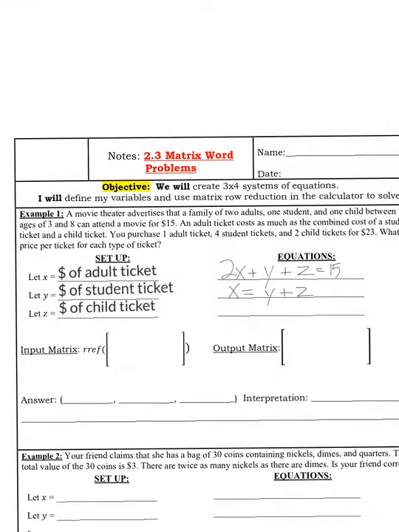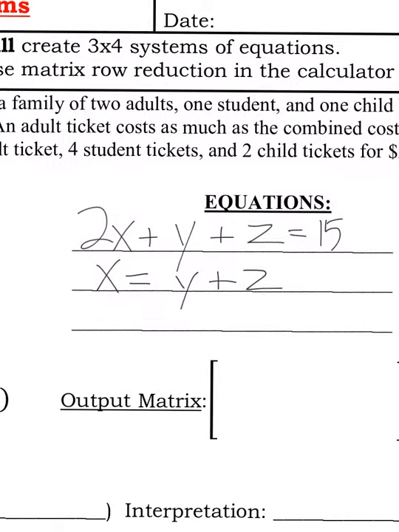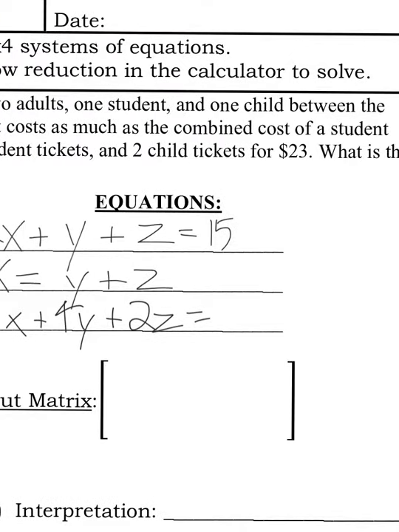And then the last sentence is another transaction. 1 adult ticket, 4 student tickets, 2 child tickets for $23. So I got 1 adult, 1X. So you can write 1X, or you can just write X, plus 4 student tickets, so plus 4Y, and 2 child tickets, that's 2Z, and that's going to equal $23, so equals 23.